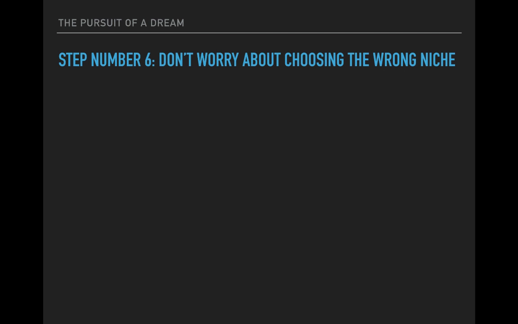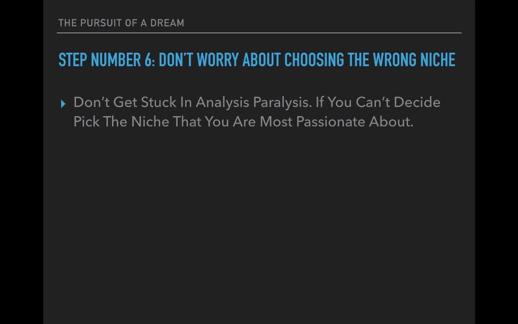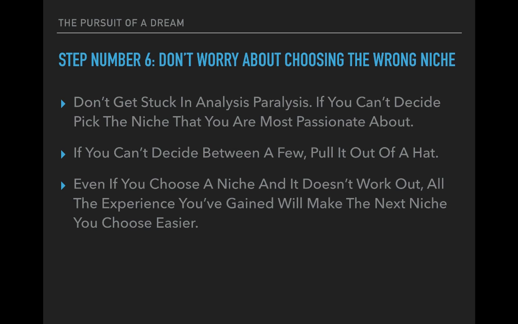So step number 6 isn't really a step to helping you choose. It's more just a note for you to remember not to get stuck or not to worry about choosing the wrong niche. Don't get stuck in analysis paralysis. If you can't decide, just pick the niche you're most passionate about. If you're stuck between a few, then just write them down on a piece of paper and pull it out of a hat. Even if you choose a niche and it doesn't work out, all the experience you gain will make the next niche you choose easier.